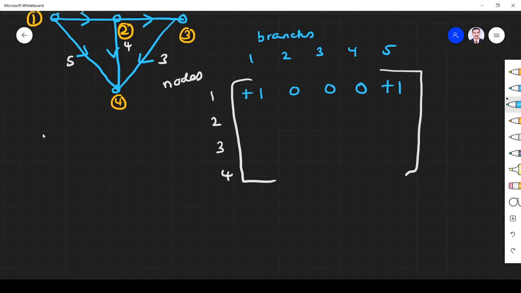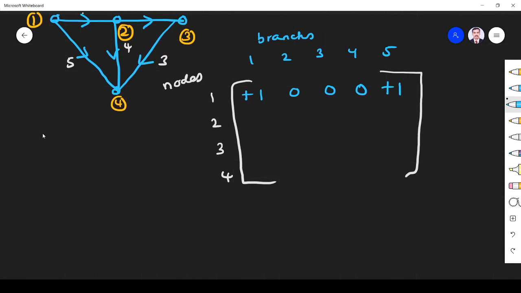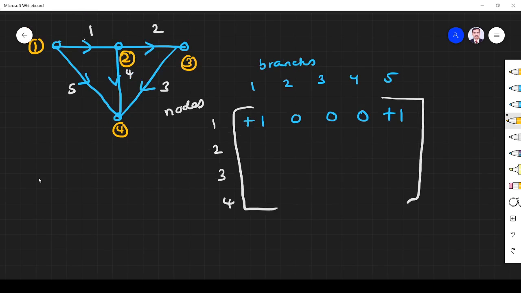Next, take node 2. In node 2, branch 1 comes in, so it is -1. Branch 2 is going away from node 2, so it is +1. Branch 3 is not connected to node 2. Branch 4 is going away from node 2, so it is +1. Branch 5 is not connected to node 2, so it is 0.